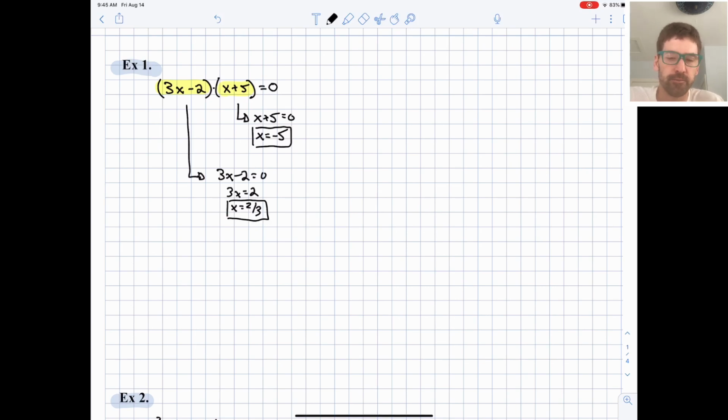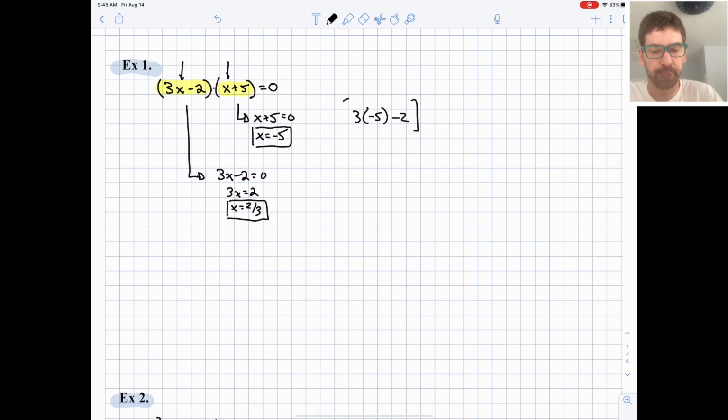And here's what's cool about this, which you might not realize. If you plug in negative 5, let's check that. Let's plug negative 5 back in. We are going to plug it in for both x's, okay? Let's see if it works. So we have 3 times negative 5 minus 2, times negative 5 plus 5. And we're wondering, is that equal to 0?